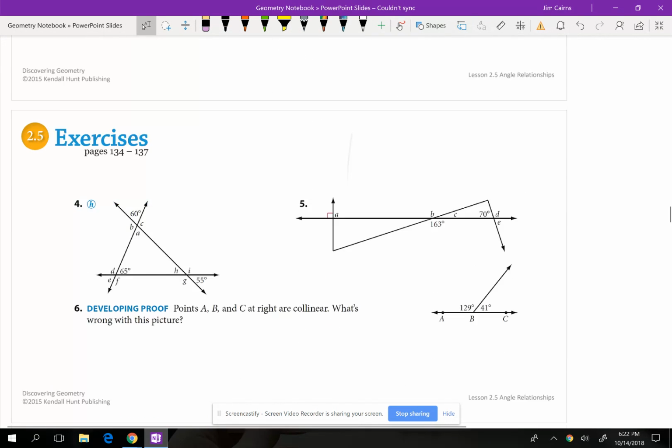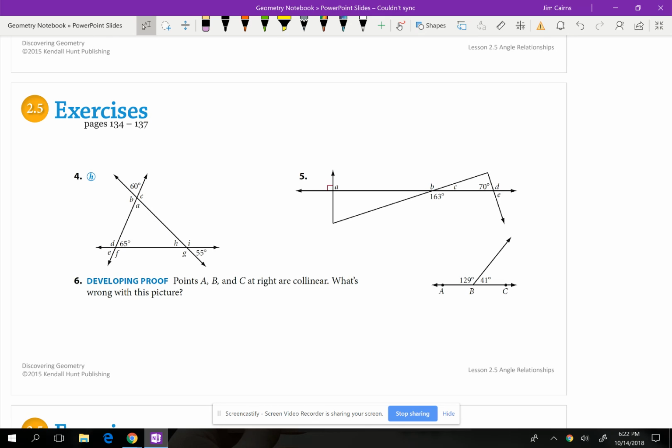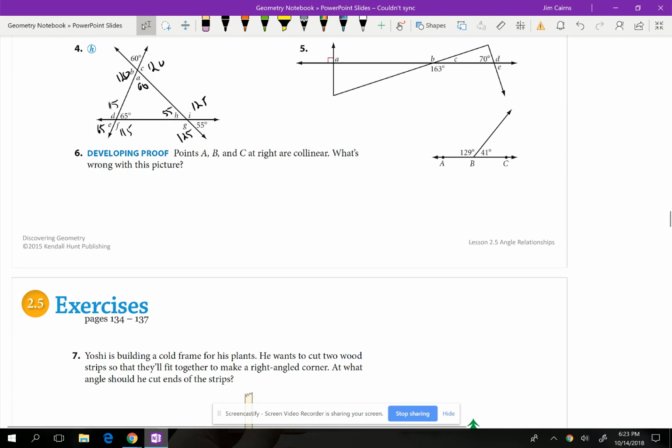Next is 4. Okay. Well, this is going to be 60. And this is 120. And this is 120. And this is 55. This is 125, 125, 65, and then it's 115, 115. And that's all vertical angles and linear pair. Cool.